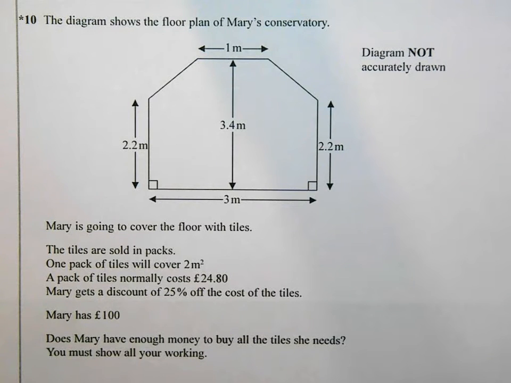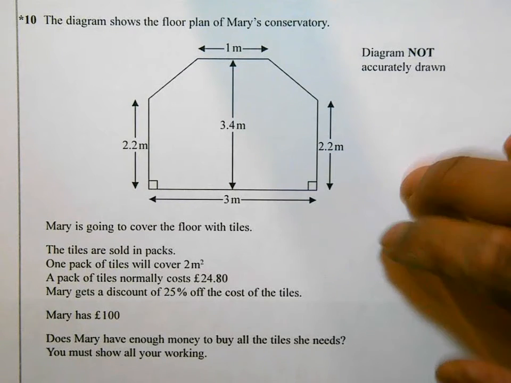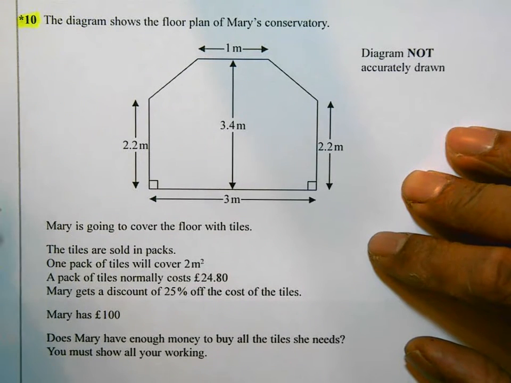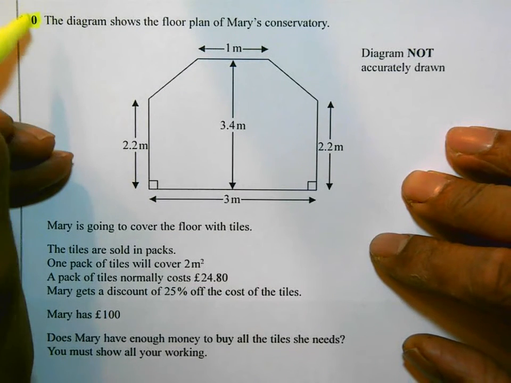This is question number 10 on the June 2015 non-calculator paper. Okay, the first thing that we notice in this question is there's a star next to the question number, which means that there's marks for quality of written communication.